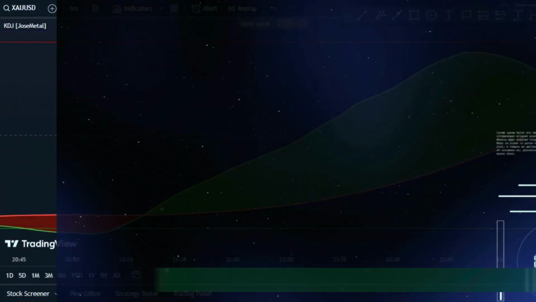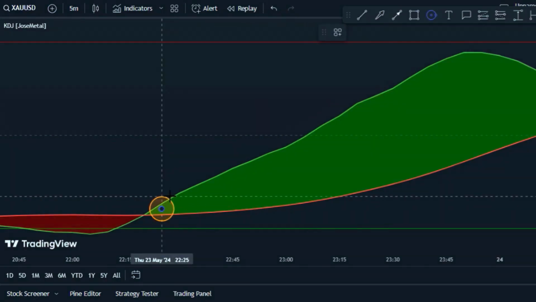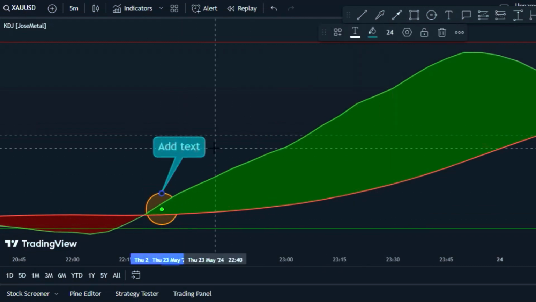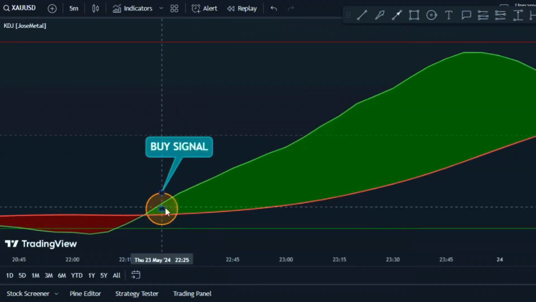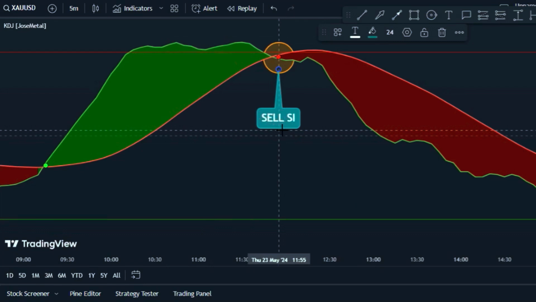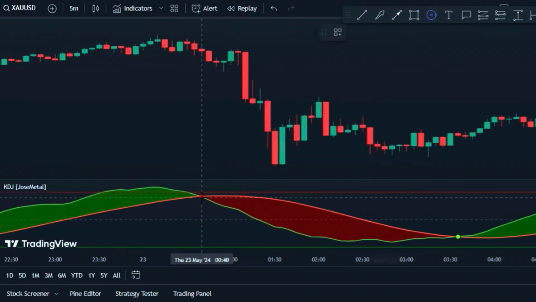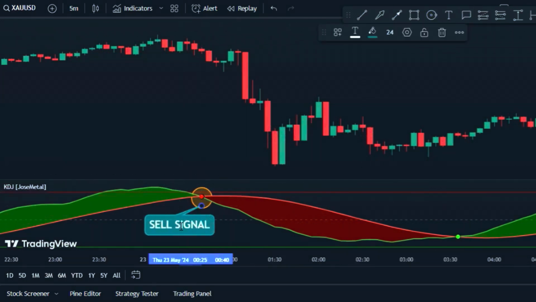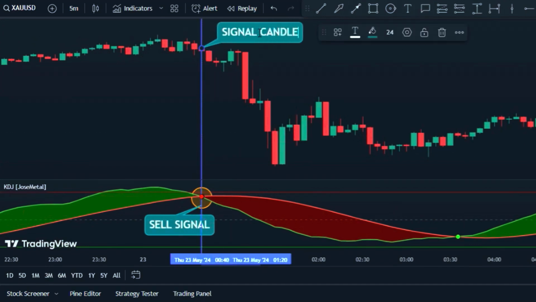Once you've made your adjustments, here's how the indicator works. It's an oscillator that gives us buy and sell signals by showing green and red dots. Pretty straightforward, right? When you see a green dot, that's a buy signal. And when you see a red dot, that's a sell signal. To give you a better idea of how this plays out on your chart, take a look at these two examples. You'll see the green and red dots in action.